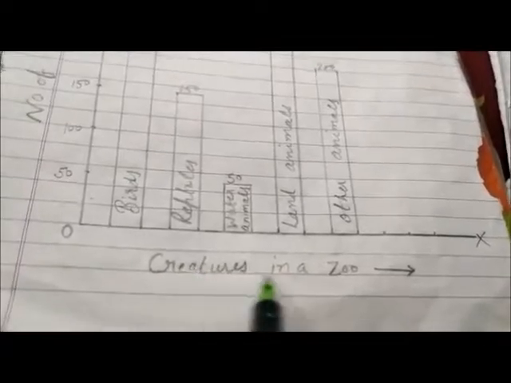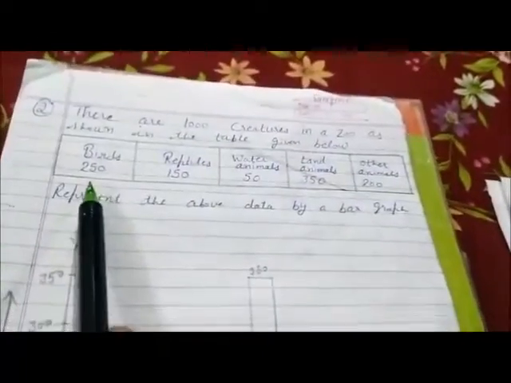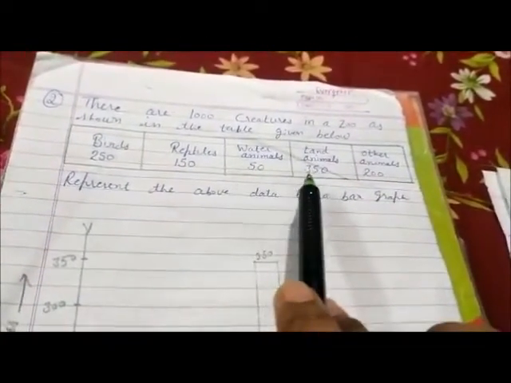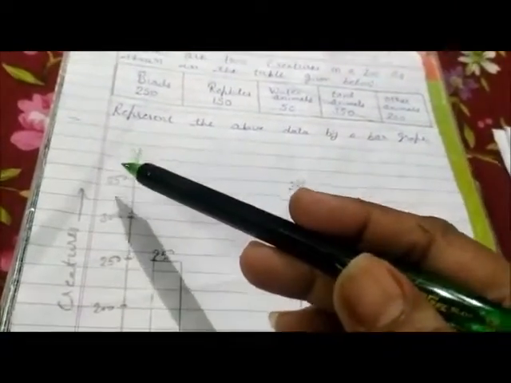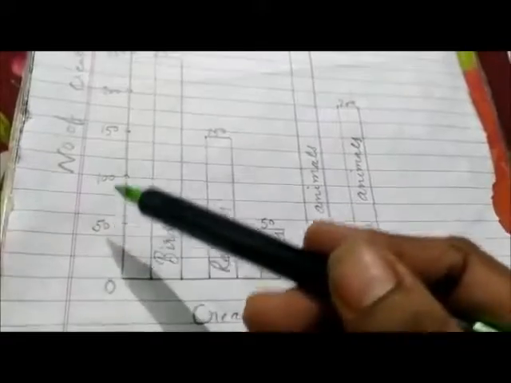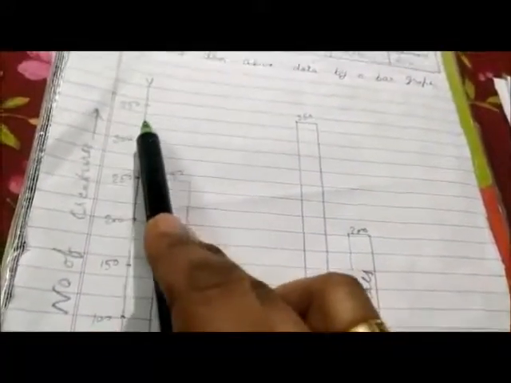First, on the x-axis we will take creatures in a zoo and on the y-axis we will write the number of creatures. How many creatures are there? The highest number of creatures is 350. It means we will mark up to 400 or 350. Now we will take a difference of 50-50. The same difference we have to take: 0, 50, 100, 150, 200, 250, 300, 350.